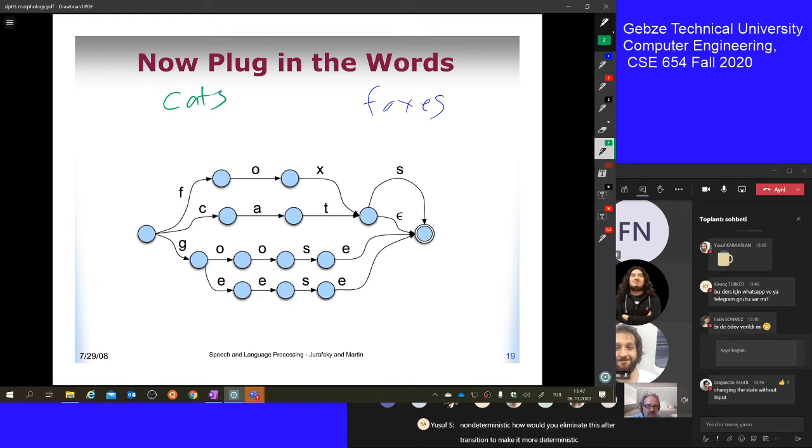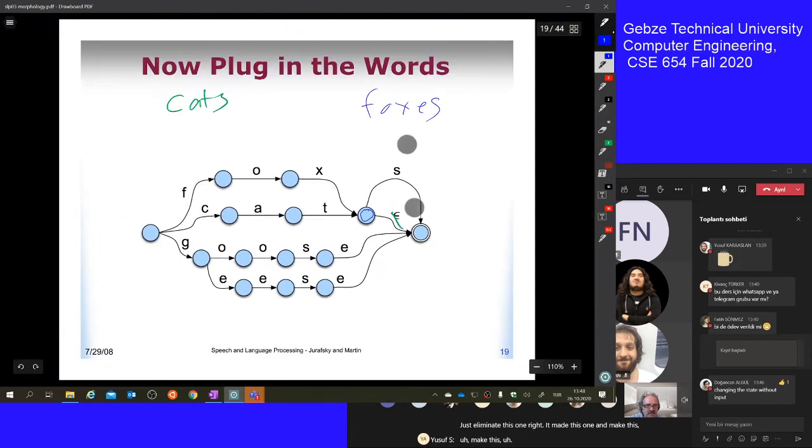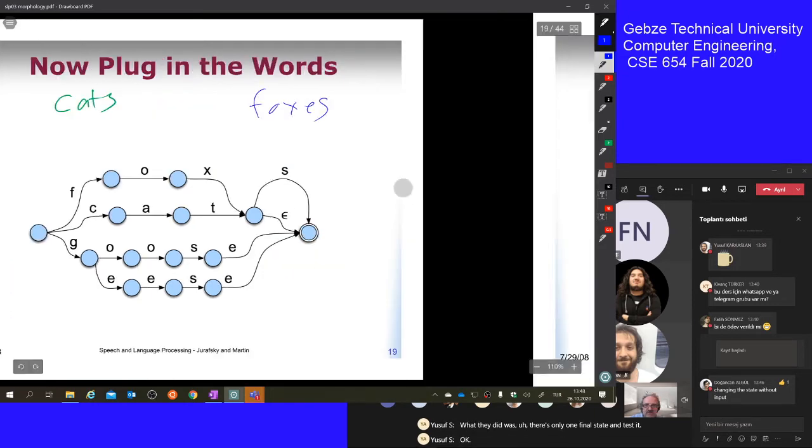All you do is just eliminate this one and make this a final state, right? So this could be a solution too, but they didn't prefer it that way. What they did was there is only one final state and that's it. Yeah, what Doğancan is saying is right.